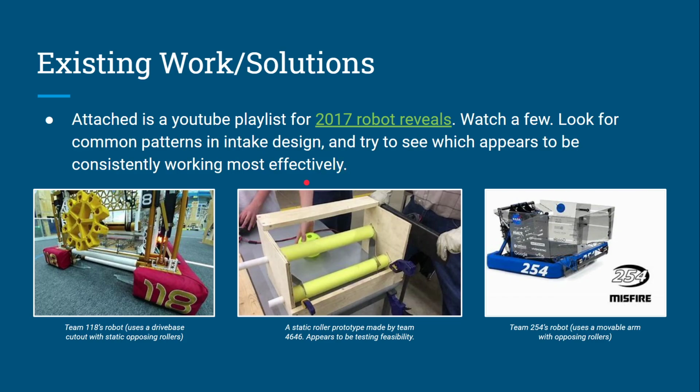But researching existing solutions is super important, and it's a super effective way to have a design that works. And that's ultimately the task, right, is to have a design that works at doing this thing. So here I have a playlist for 2017 robot reveals, right? So that's going to be a bunch of different robots for this game. It's like 100 videos. You don't need to watch them all. I haven't watched them all, of course.